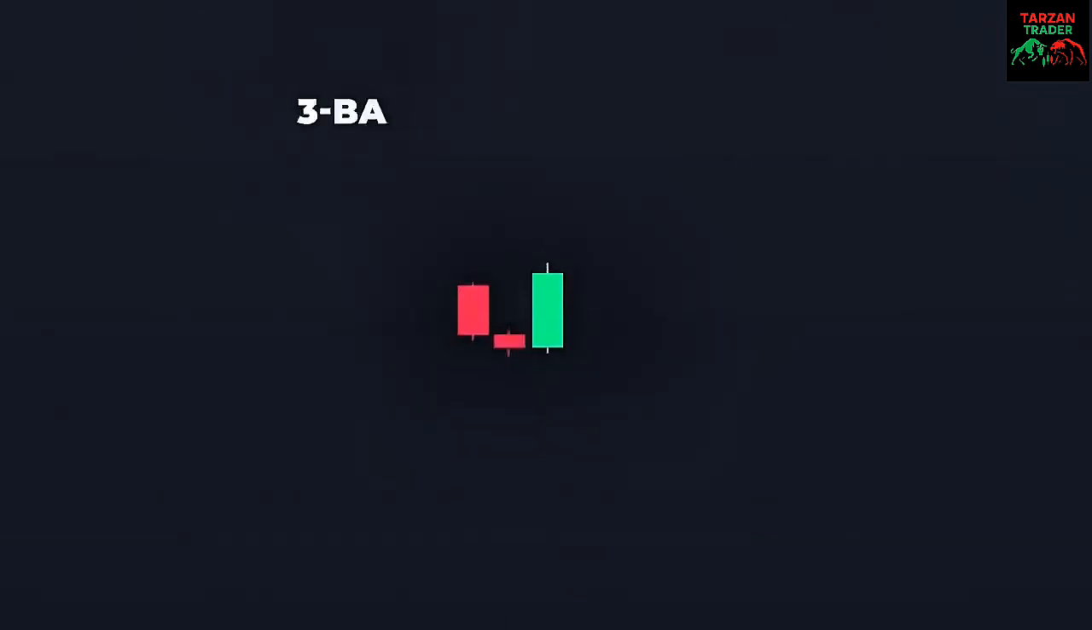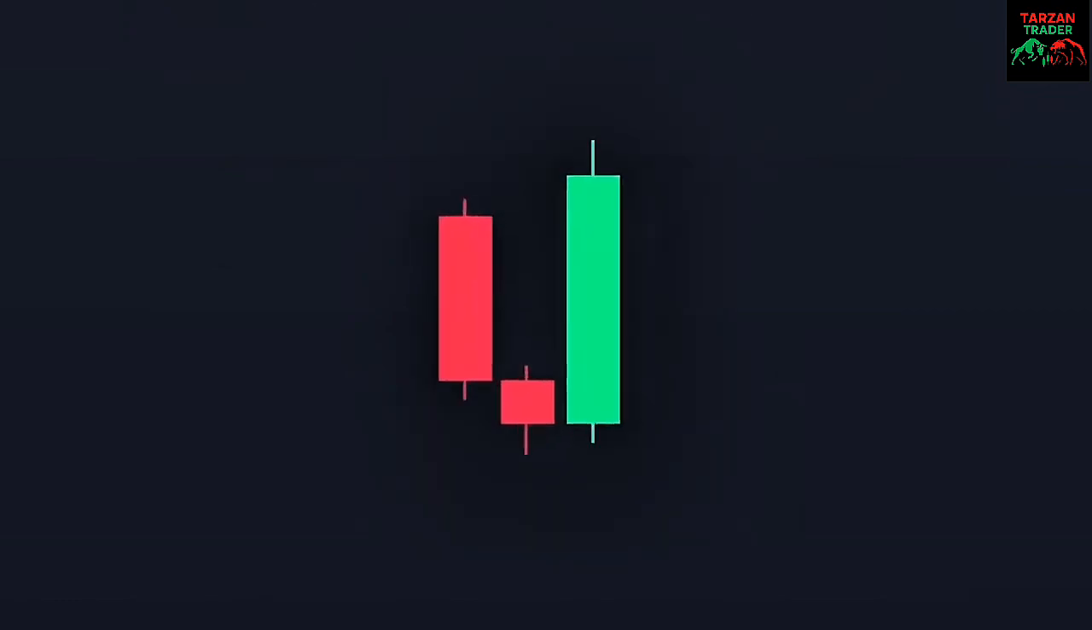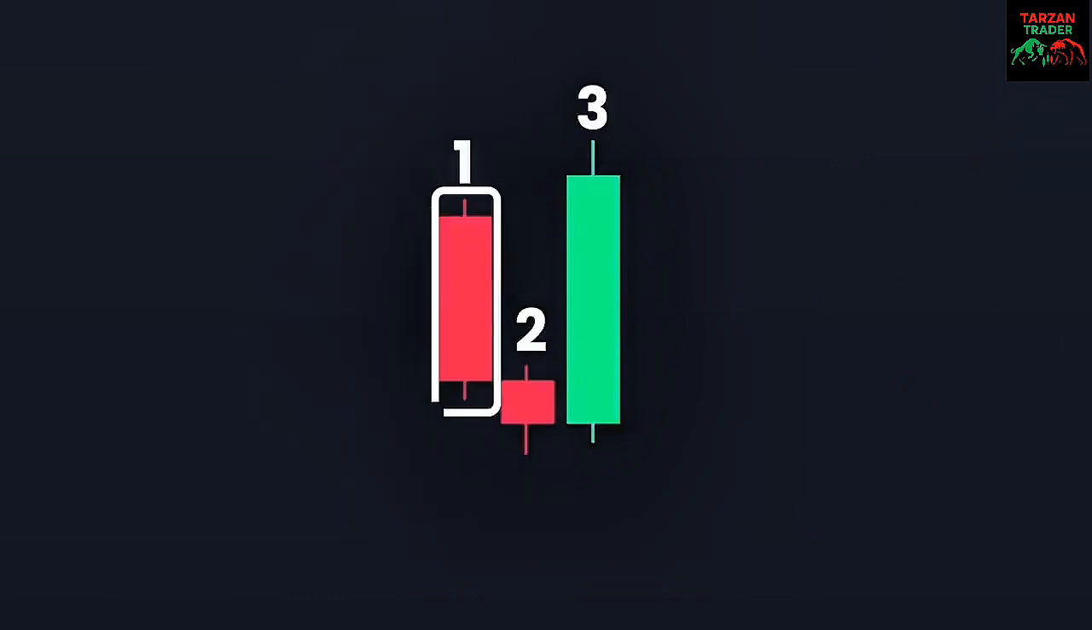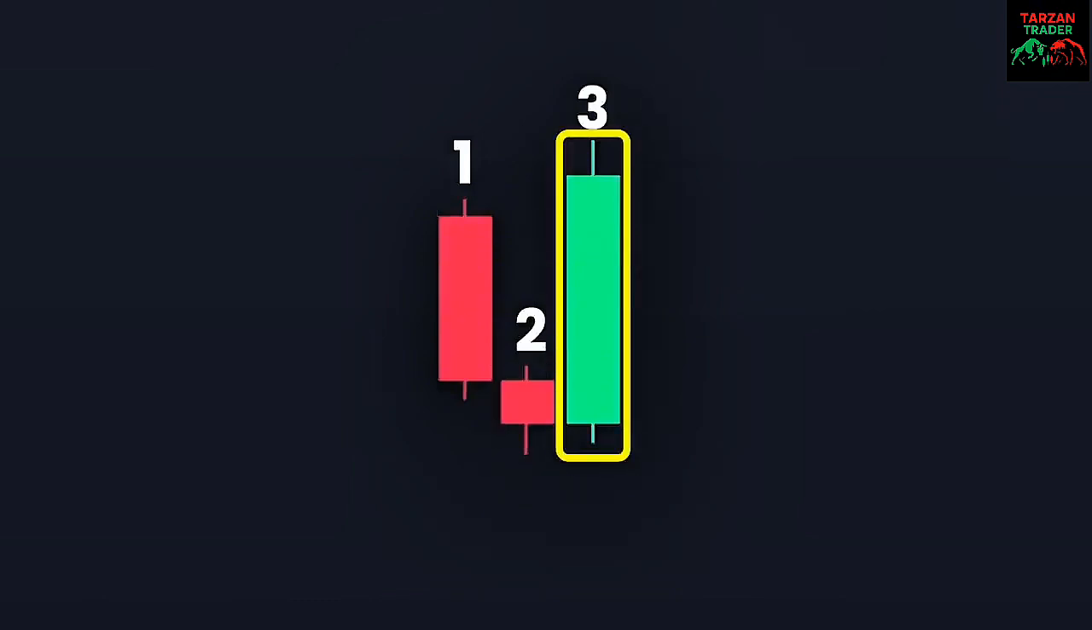The 6th pattern is the 3-bar reversal. While the 3-bar continuation helps you ride existing trends, the 3-bar reversal pattern helps you catch trend changes before they happen. This setup consists of 3 candles in sequence. The first candle is large with a nearly full body. The second candle is smaller with the same color and a small body, and the third candle is a large, full-bodied candle of the opposite color.